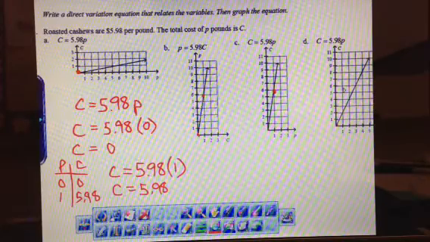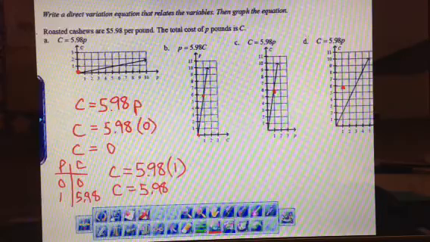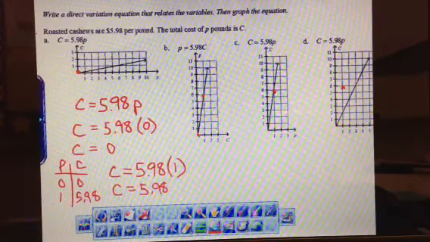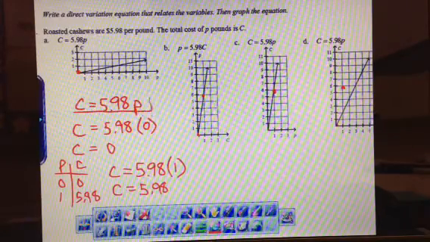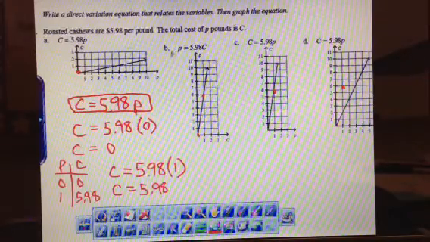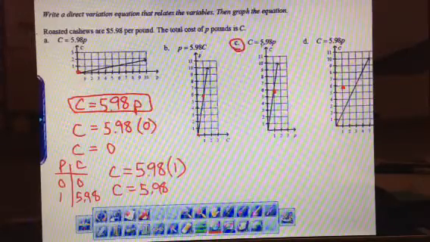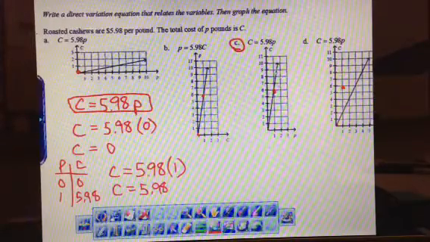So for our choice to be correct, it has to have both points 0, 0 and 1, 5.98, and it has to have this equation. When we look at choices B and C, the graphs are the same, but the equations are different. C is the one that has the correct equation as well as the correct graph.